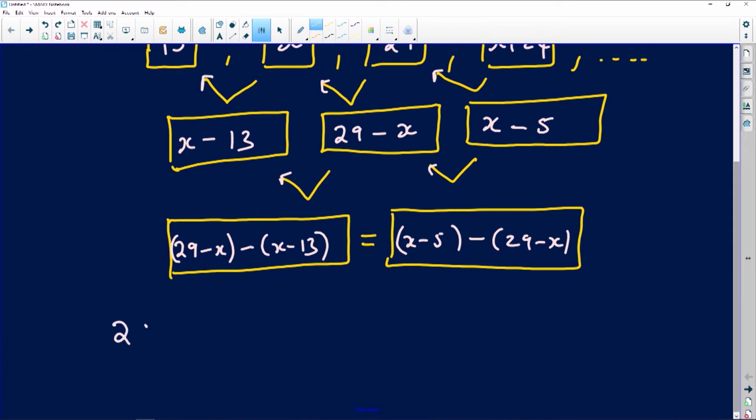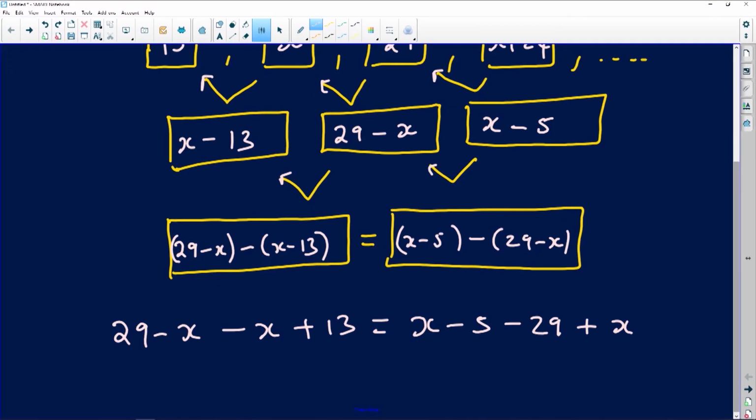So I'm going to just say, okay, 29 subtract x, if you subtract x there, you'll have minus x. If you subtract negative 13, you're going to have positive 13, is equal to x minus 5. Then you subtract 29, you're going to have minus 29. Then you subtract negative x, you're going to have positive x.